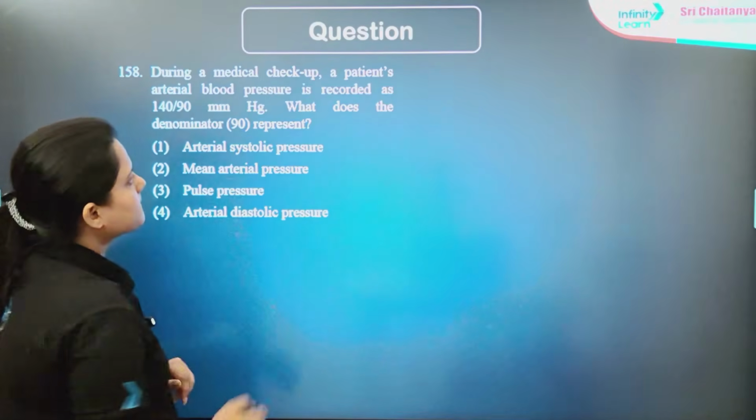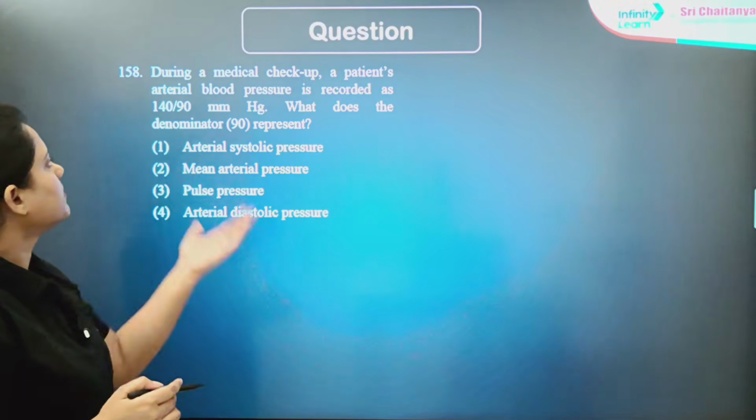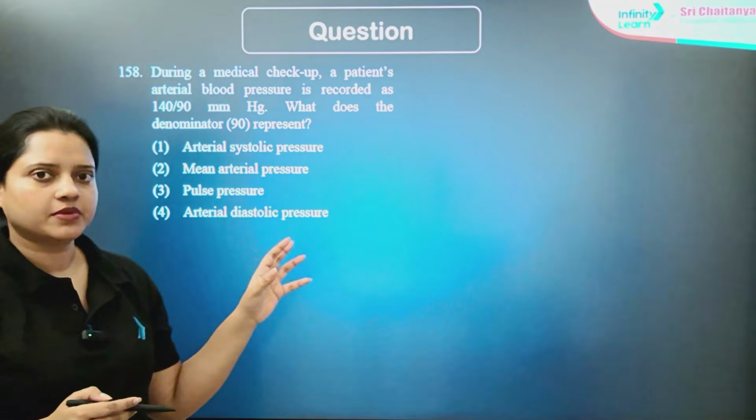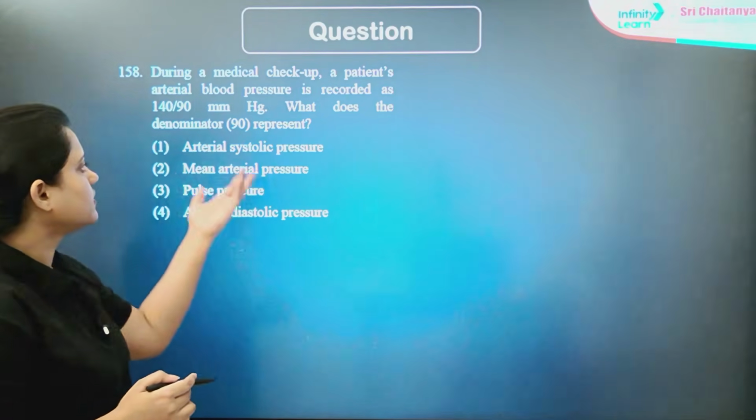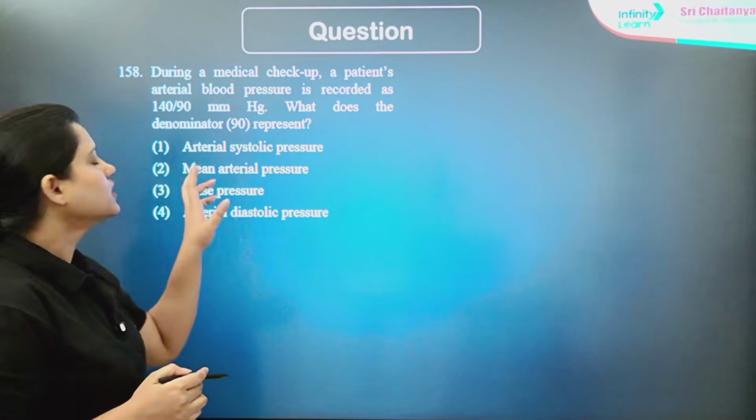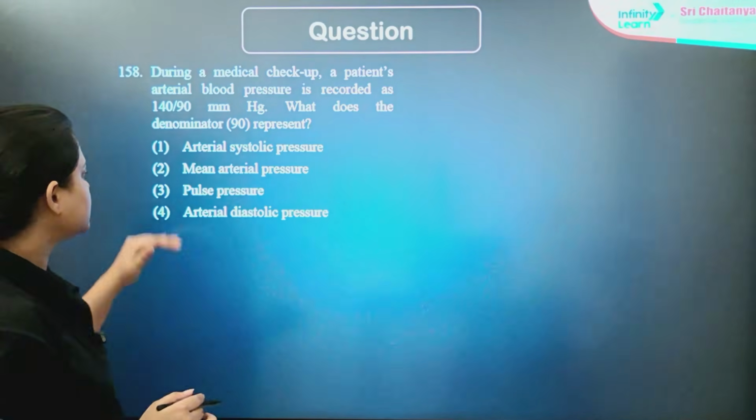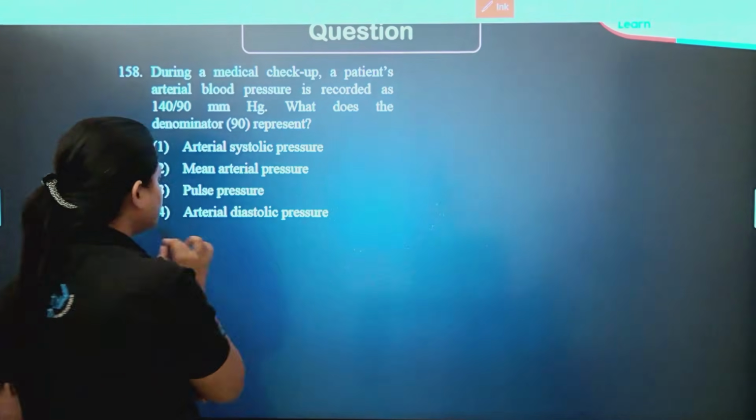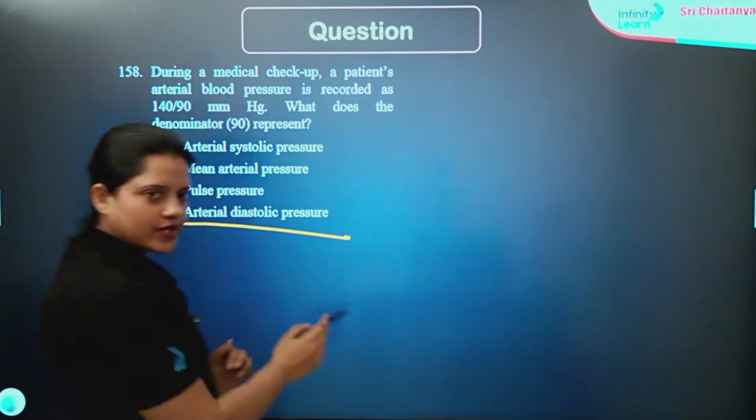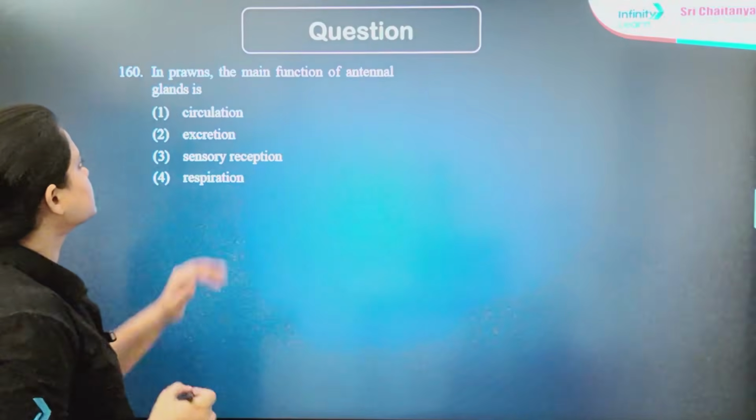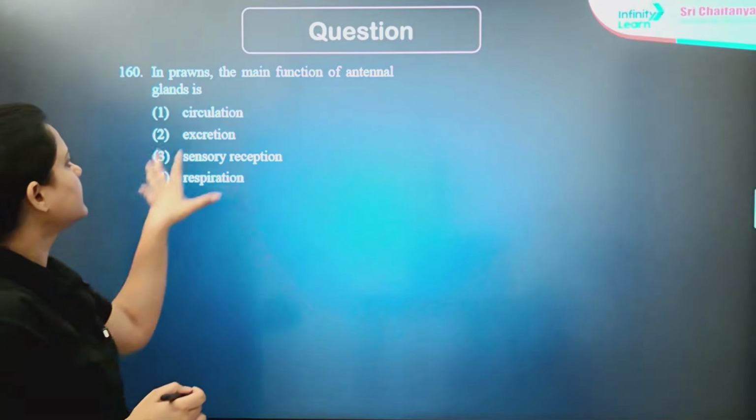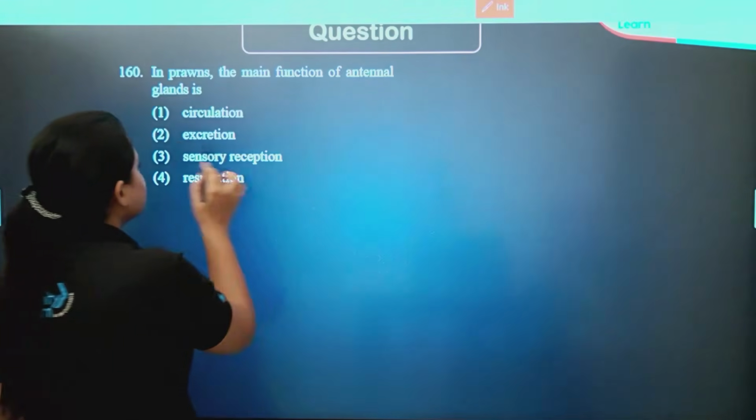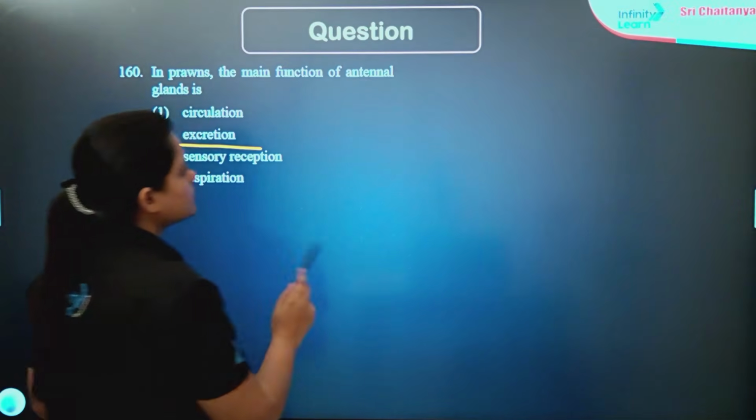Right? Next. During a medical checkup, a patient's arterial blood pressure is recorded as 140 by 90 millimeter mercury. What does the denominator represent? So, this is the diastolic blood pressure. So, it's arterial diastolic blood pressure. So, correct answer here should be 4. Okay. Next. In prawns, the main function of antennal gland is excretion. Okay. So, it is excretion. So, correct answer here will be 2.